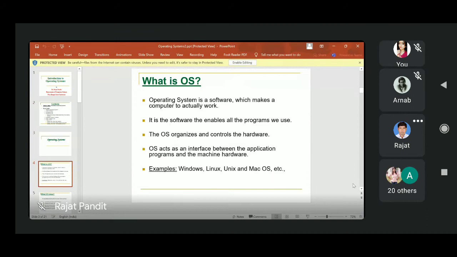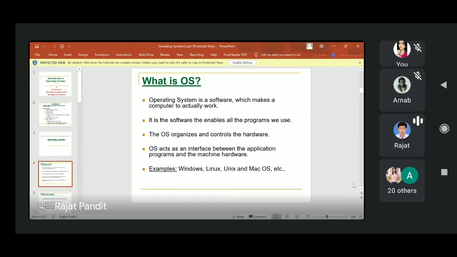Okay. So you know that an operating system is software which makes a computer actually work. It is software that enables all the programs we use. The OS organizes and controls the hardware. So not only does it control the software, it also controls the hardware. The OS acts as an interface between the application program and the machine hardware. Right? I have already told you. And examples of operating systems are Windows, Linux, Unix, Mac OS, etc.